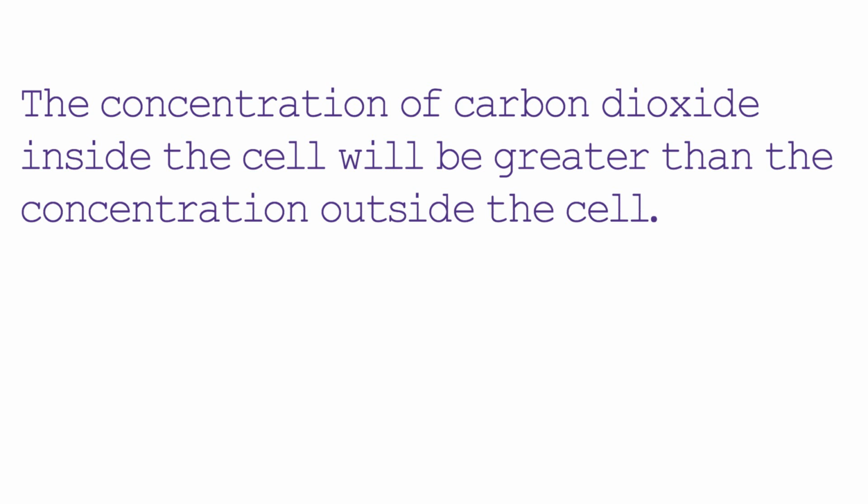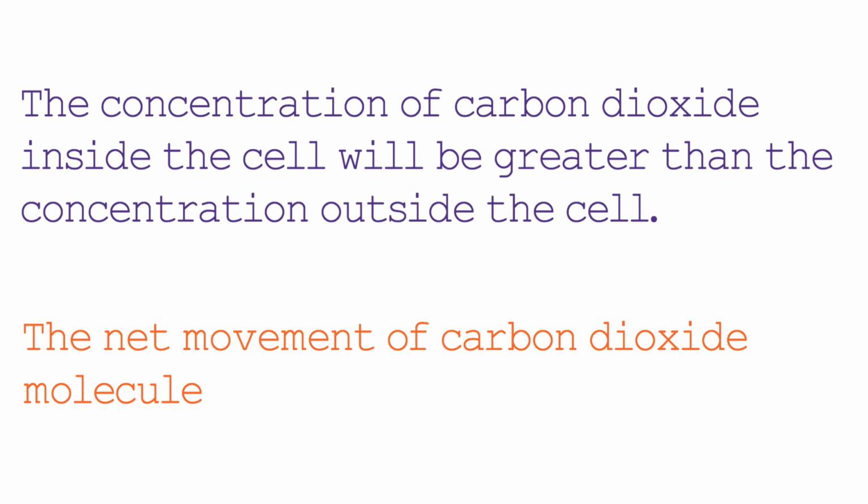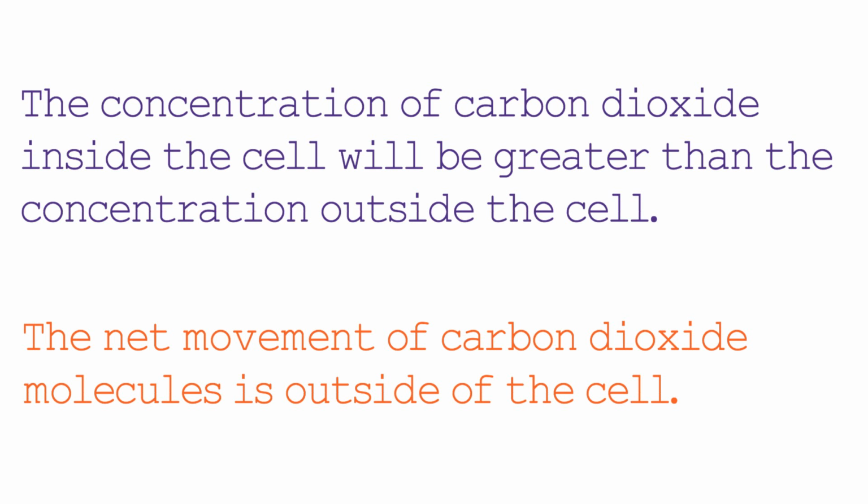As there is a greater concentration of carbon dioxide inside the cell compared with outside the cell, more carbon dioxide molecules will move out of the cell than into the cell. This results in a net movement of carbon dioxide molecules outside of the cell. Now we're going to look at what affects the rate of diffusion. The rate of diffusion depends on three different factors.